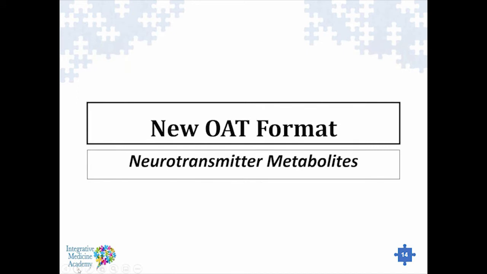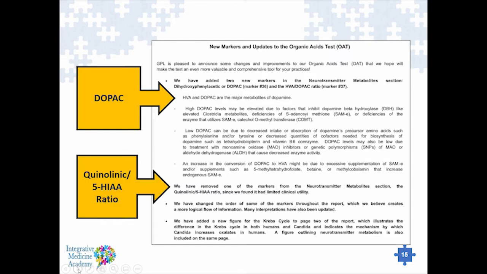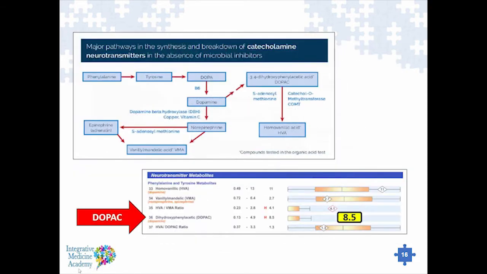So if you've been using the organic acid test for a while, you know that just recently there was a new format that came out for the OAT, probably about 6 weeks ago, where a few additional markers were added, specifically in the neurotransmitter metabolite section. Great Plains added a marker called DOPAC, D-O-P-A-C, and they also removed the quinolinic 5-HAA ratio, primarily because each individual marker of quinolinic and 5-HAA is already there, but they felt as a lab it didn't really have a lot of clinical correlation. So the main thing that's really shifted from a topic standpoint to talk about is DOPAC.